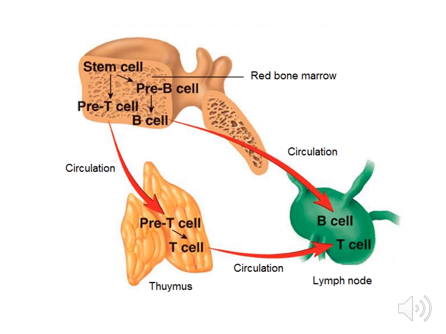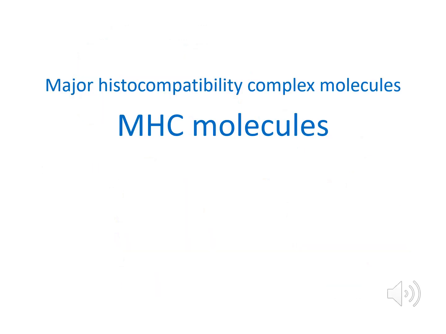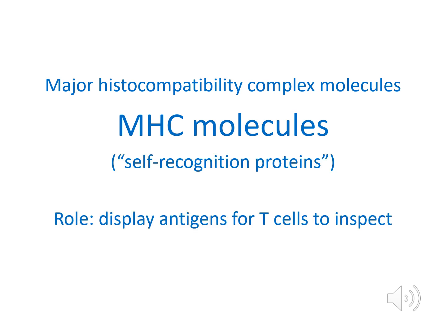But the most important way that you have self-tolerance is through the activity of what we call major histocompatibility complex molecules, or MHC molecules. MHC molecules are commonly referred to as self-recognition proteins. So basically the MHC molecule is a protein that you're going to find on the surface of almost every cell in the body. And its job is to display antigens for the T cells to inspect. So the MHC molecule is where the T cells look to see if there's any foreign antigen out there that it needs to generate an immune response against.